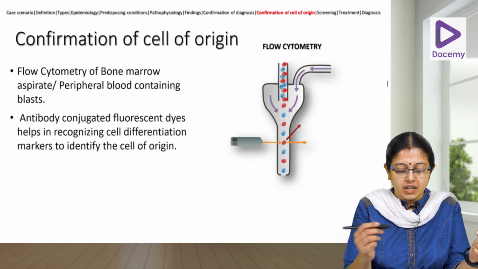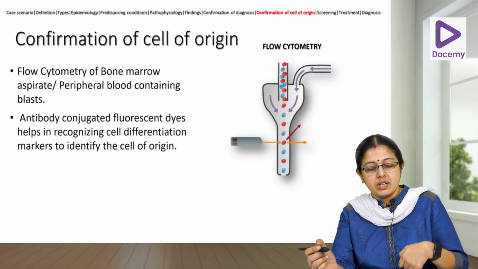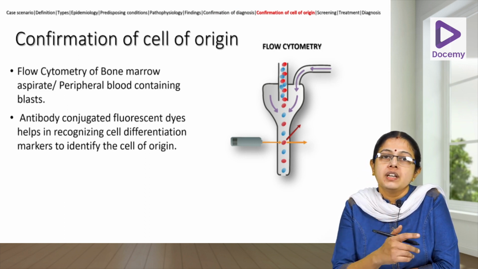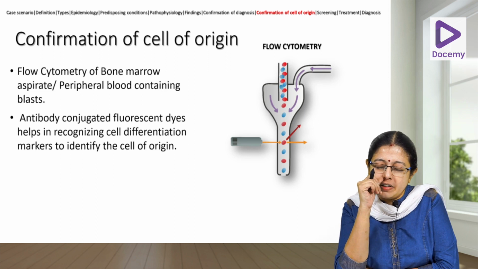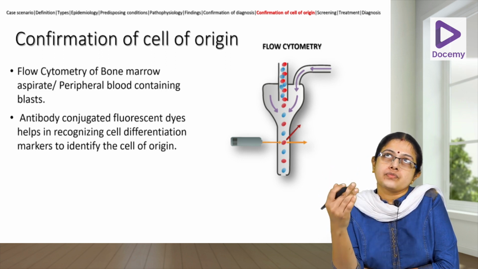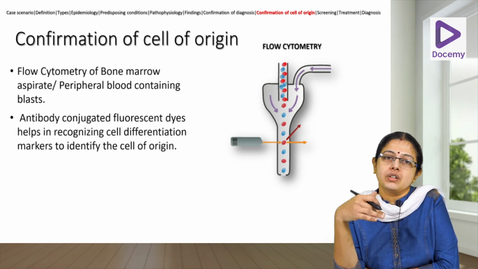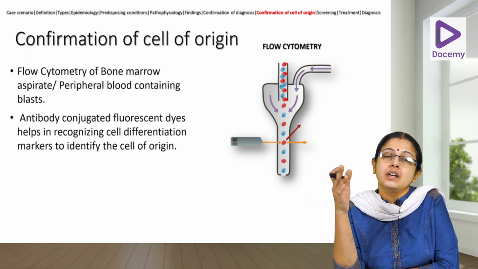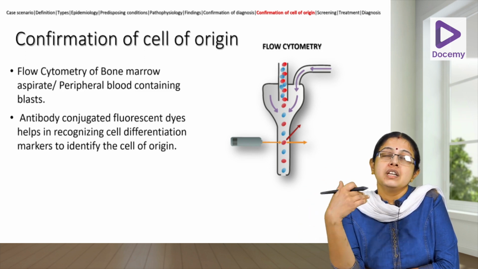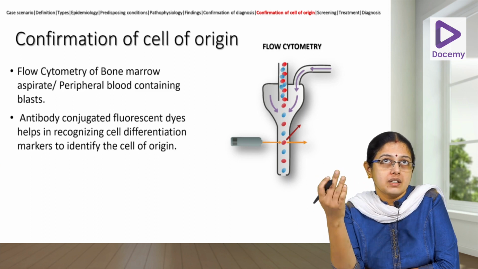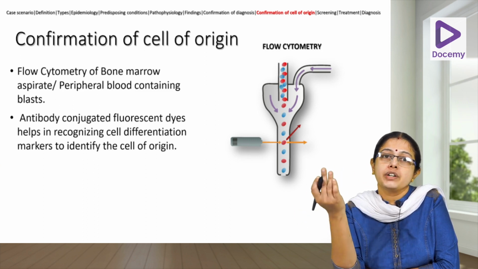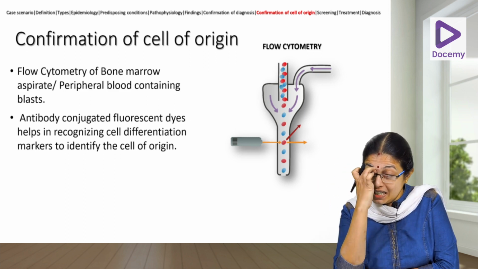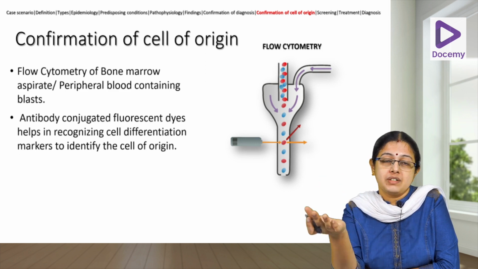Now, coming to the confirmation of the cell of origin. Earlier I had told you, we had discussed the flow cytometry. Now, flow cytometry has become a very important tool in the diagnosis of leukemia, because when morphology could be confusing, when you are not able to confirm from the cytochemical stains, the MPO, the Sudan black, the periodic acid Schiff, none of these are able to actually pinpoint the type of cells from which the leukemic blasts have originated.